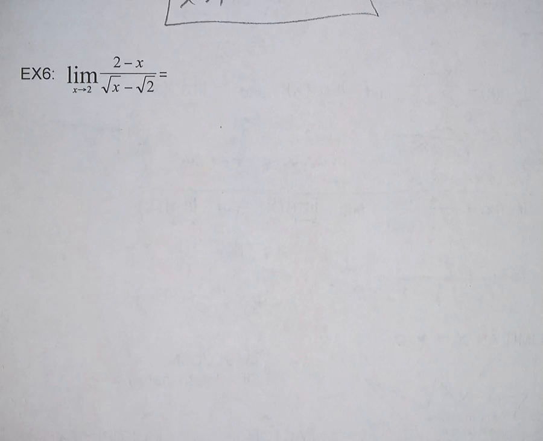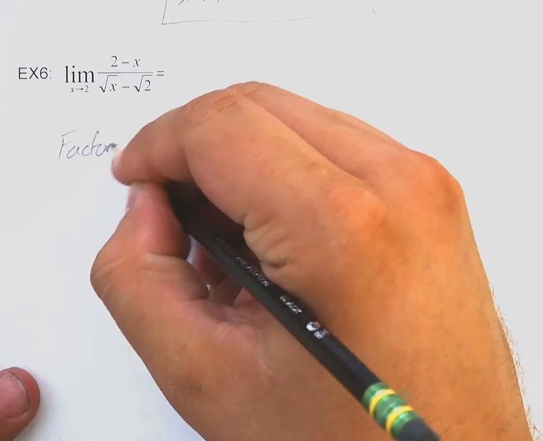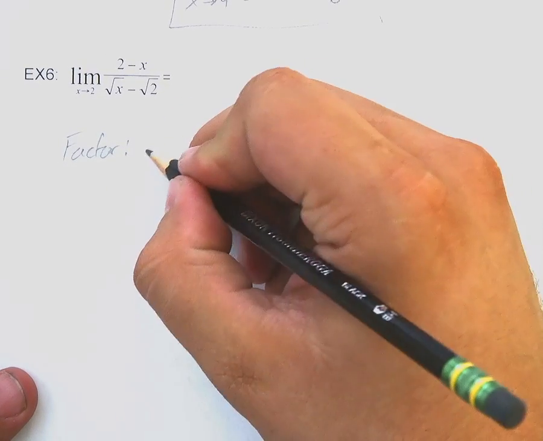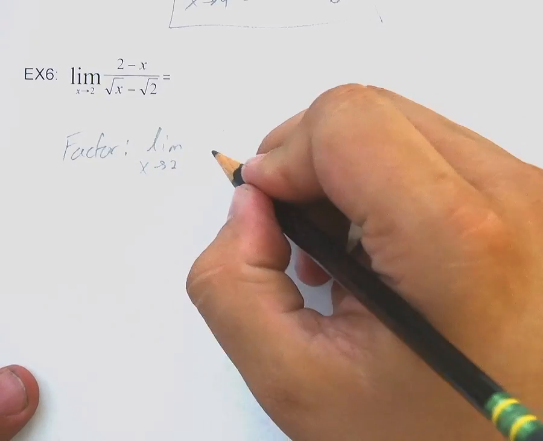So we've got the limit as x goes to 2 of 2 minus x over square root of x minus square root of 2. So again, two methods here that you could use. I'm not a fan of the factor method. I'm going to show it to you anyway. This is the factor method. You have the limit as x goes to 2.